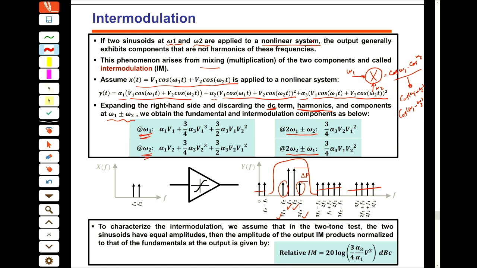So to characterize the intermodulation property of an electronic network, we assume that V1 and V2 are the same. And then we define a value with the name of relative intermodulation. If you put V1 and V2 the same, the first value that we have here is alpha 1 V, and the value that we have here is 3 divided by 4 alpha 3 V cubed. So the relation between these two is the relative intermodulation value for our receiver.